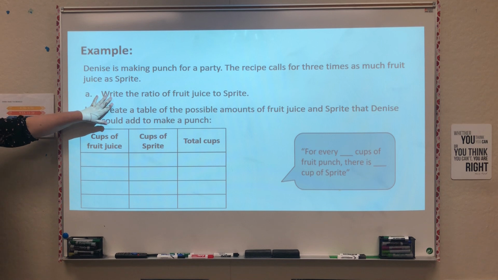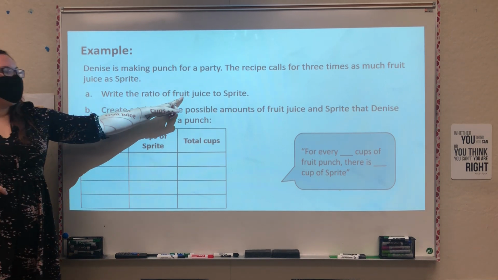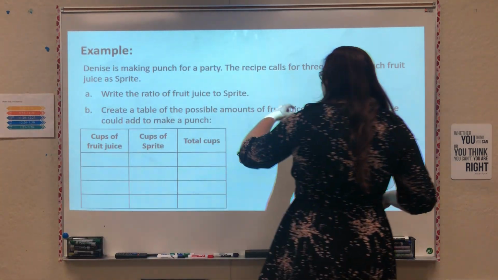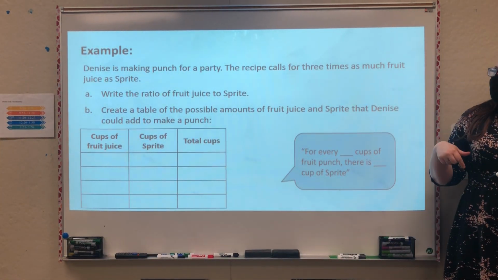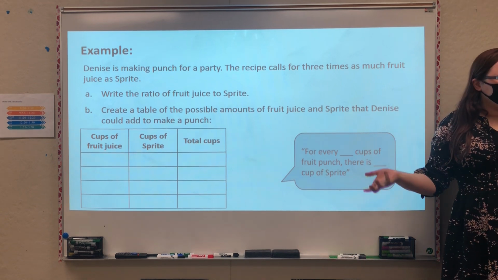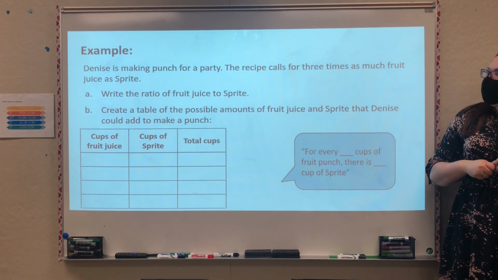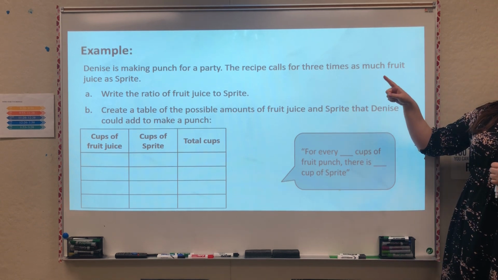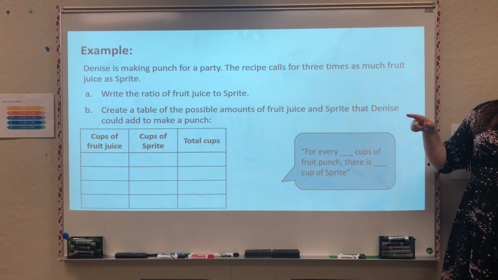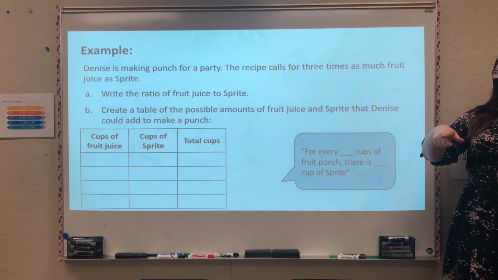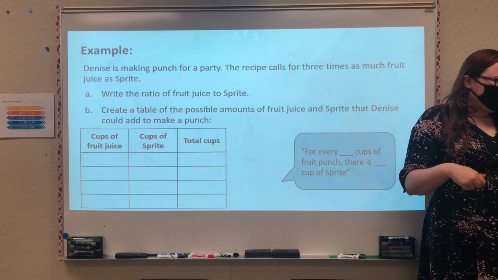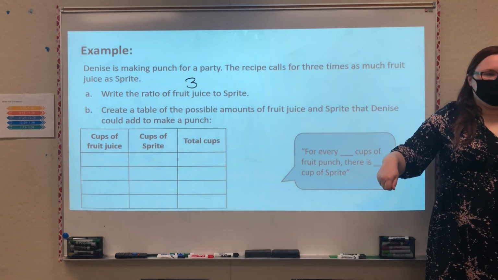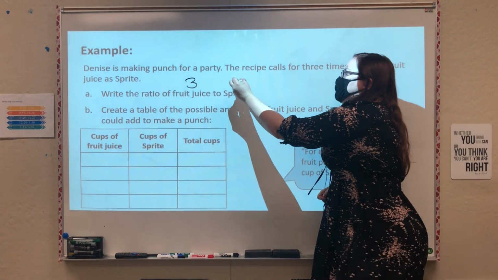So when I go to write my ratio, I need 2 amounts: the amount of fruit juice and the amount of Sprite. The recipe calls for 3 times as much fruit juice as Sprite. What would those 2 numbers be? I need 2 numbers. So the 3 is for how much? 3 and 1? Yeah. When you say 3 times as much fruit juice as Sprite, it means if I put in 3 cups of fruit juice, I want to put in 1 cup of Sprite.